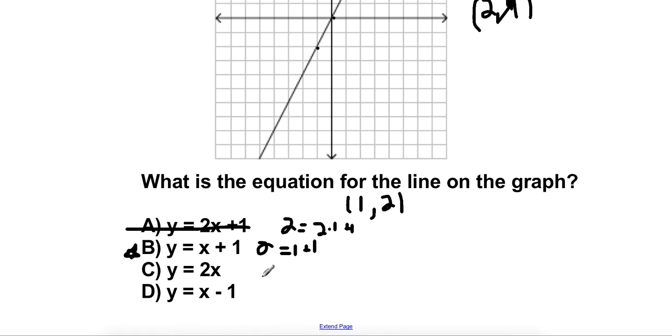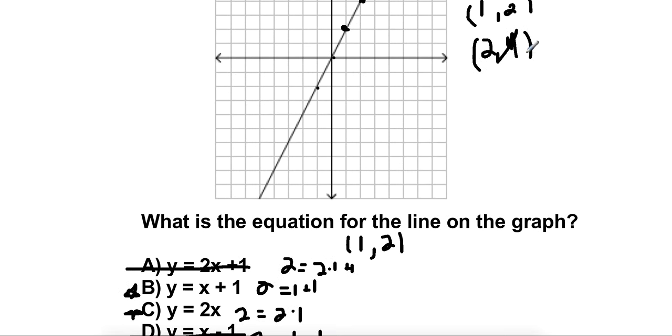Let's try this one. 2 equals 2 times 1. Yep, that works. Let's try this last one. 2 equals 1 minus 1. 1 minus 1 is 0, so that does not equal 2, so that one does not work. So we found 2. So now we have to pick a second point.